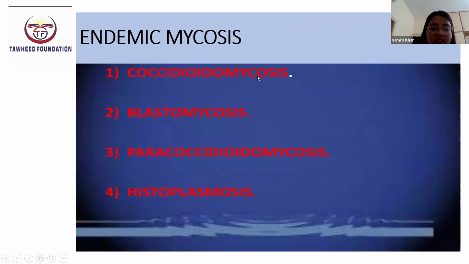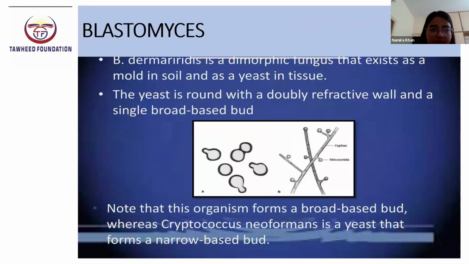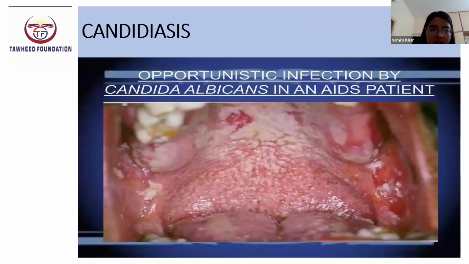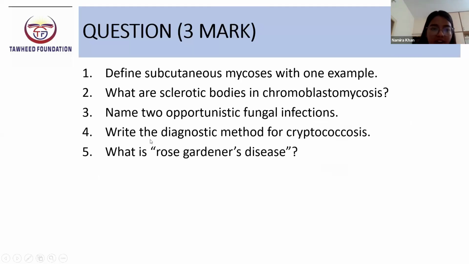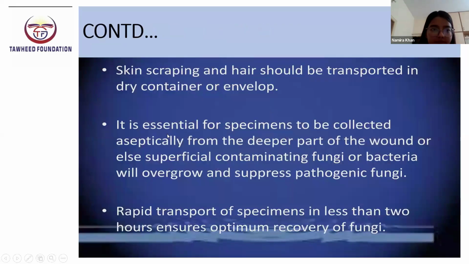And in endemic mycosis, there are 4 subtopics: coccidioidomycosis, blastomycosis, paracoccidioidomycosis, and last is histoplasmosis. So we covered the whole of mycology part 2.